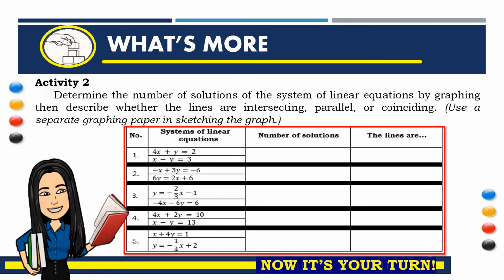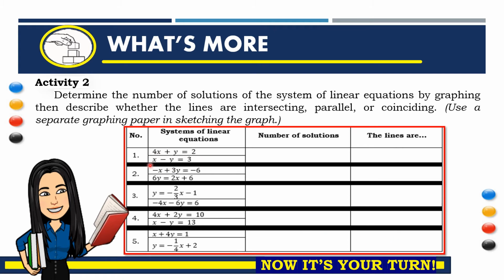This time, it's now your turn. What's more, activity 2. Determine the number of solutions of the system of linear equations by graphing. Then describe whether the lines are intersecting, parallel, or coinciding. Use a separate graphing paper in sketching the graph. We have here 3 columns. The first column is all about the systems of linear equations. The second column is all about the number of solutions, so you are going to write here how many solutions each system has. And on the third column, you're going to describe what kind of lines you get as you graph the system on the Cartesian plane.